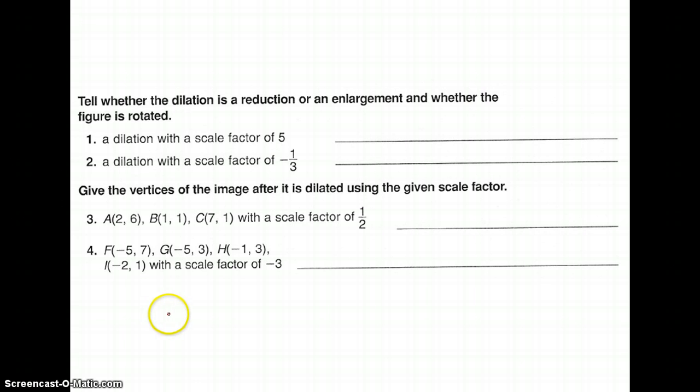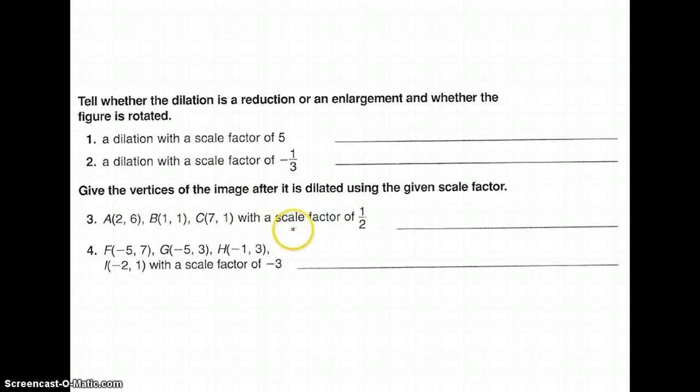Take a look at the bottom of your handout, and let's look at questions 1 and 2. Tell whether the dilation is a reduction or an enlargement, and then whether or not the figure is rotated. So for questions 1 and 2, you're looking at the value of k. Is it greater than or less than 0? And then you're also looking at the negative sign. So greater than or less than, looking for positive, negative numbers, and see what we have with enlargements or reductions, and then rotations.